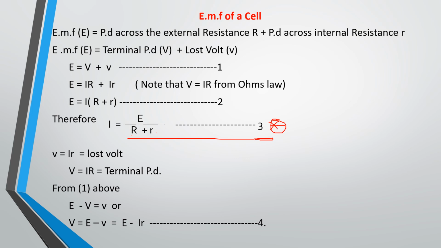So as I've said, the PD across the internal resistance is equal to lost volt, and that is what I have put here. Then the PD across the external resistance is equal to terminal PD. Okay, so if you look at this equation 1, you can write this equation in this format. Now when you write it this way, it means that you are making your lost volts the subject of this formula. Okay, or you can write your terminal PD to be E minus v, as the case may be, and this you can write in this format. So it depends on the equation that you want to solve. You can use any of these equations to solve.